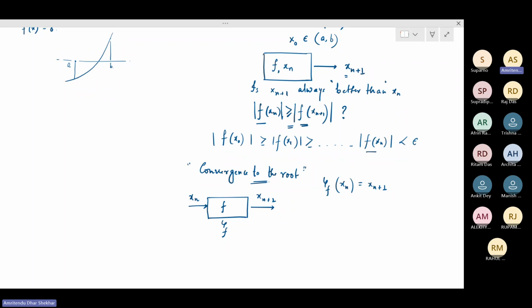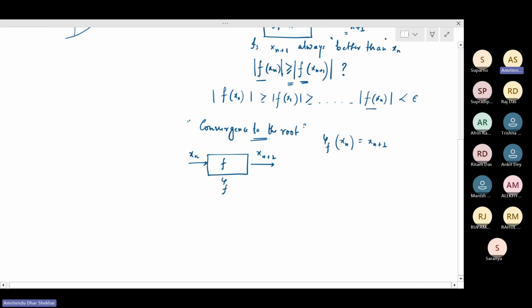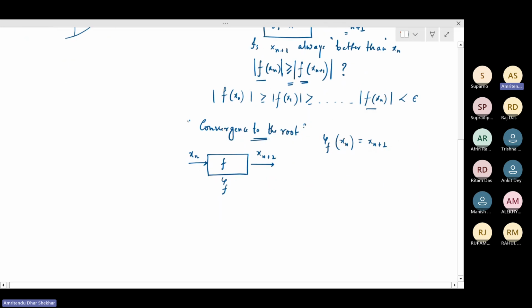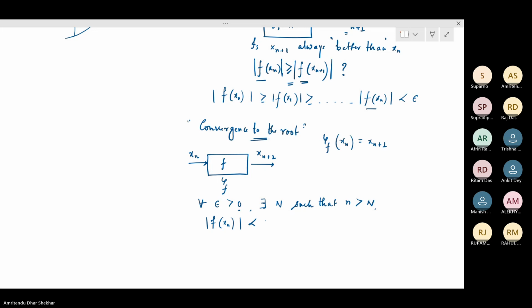Now you want convergence to the root, and this is like any other Cauchy convergence criterion, which means that for any epsilon greater than 0, there must exist an N such that for all n greater than N, the modulus of f of xn should be less than epsilon.